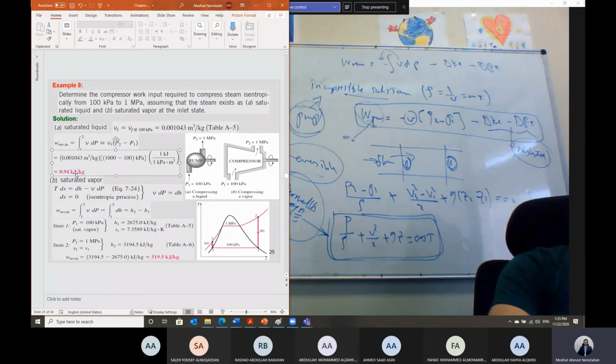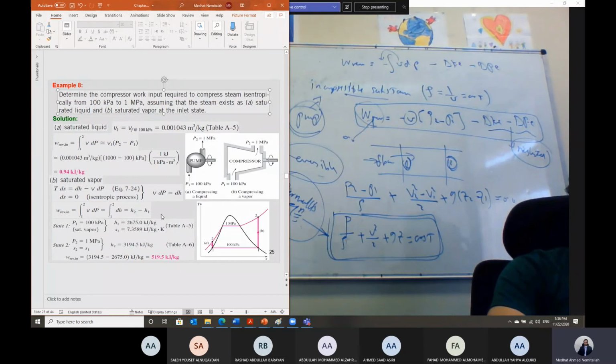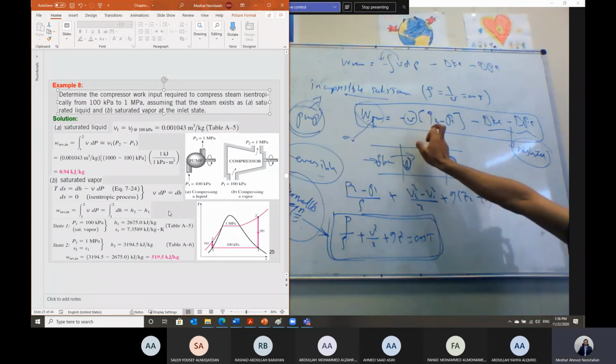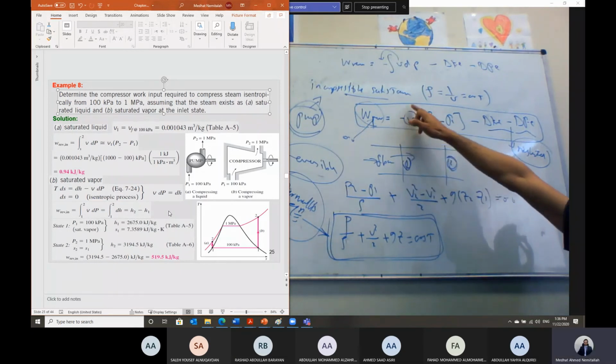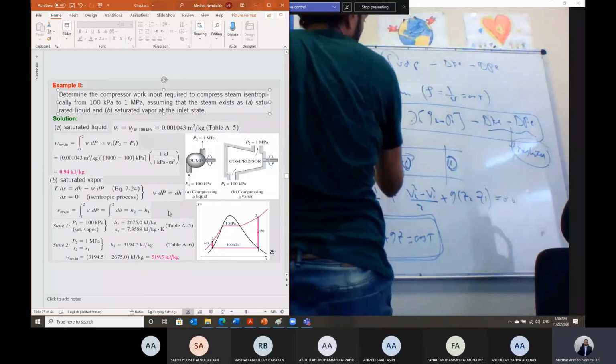If you calculate this work, it is around 1 kilojoule per kilogram. So now look, if we need to compress this fluid, the same amount of fluid, but coming actually in the vapor form, instead of saturated liquid, it is coming as saturated vapor in this case. So in this case, the reversible work will equal the integration of VdP. In this case, the specific volume is not constant. Let me just do it for you.